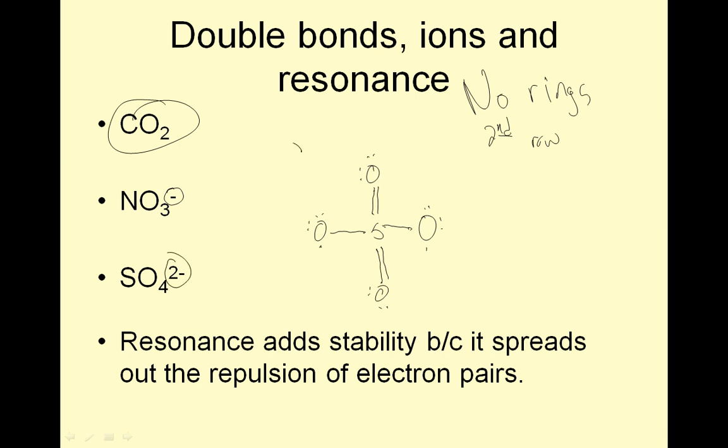But notice, if it's negative 2, what I can do is this. And this way, I have two pairs and two pairs, and two double bonds. Now, this can be drawn a bunch of different ways, and there's a handful of other ones that you can do. Okay? Because this has more resonance structures, and resonance structures add stability because it spreads out the repulsion of the electron pairs.